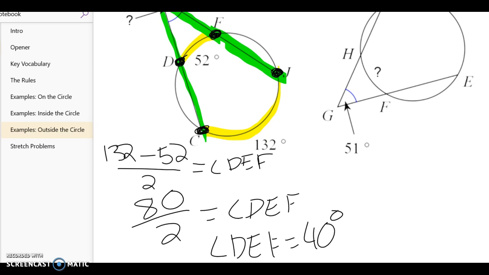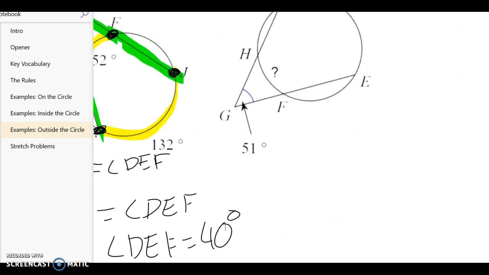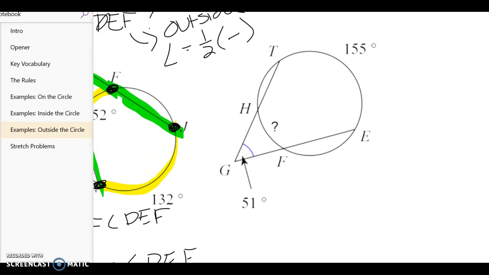So now let's look at this other example here. This one is more similar to the second problem that you guys have. So I'll do this one, and I want you to do that second problem that's beside us in your guided notes. Try that one on your own.